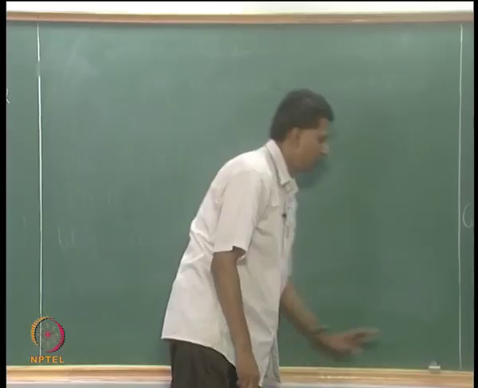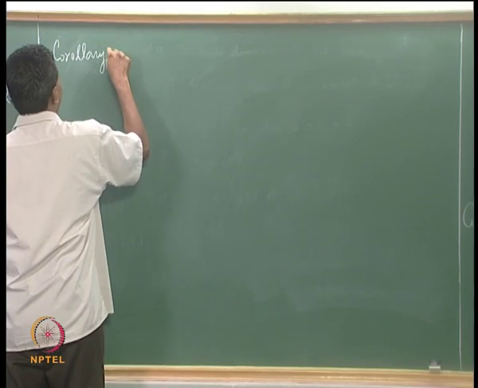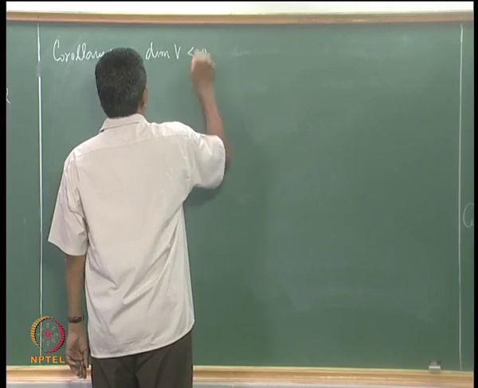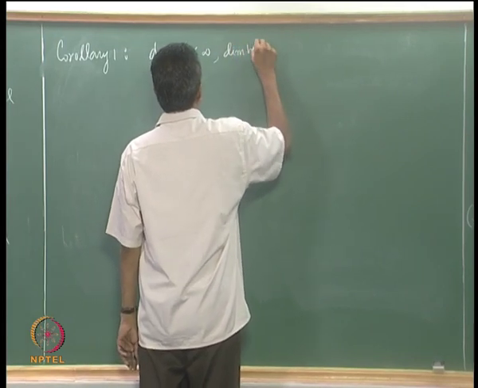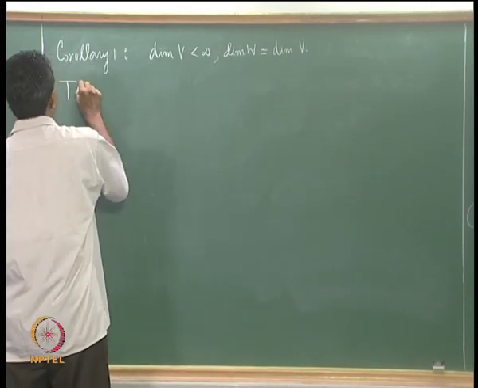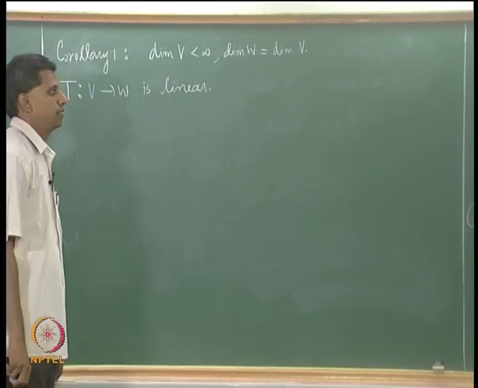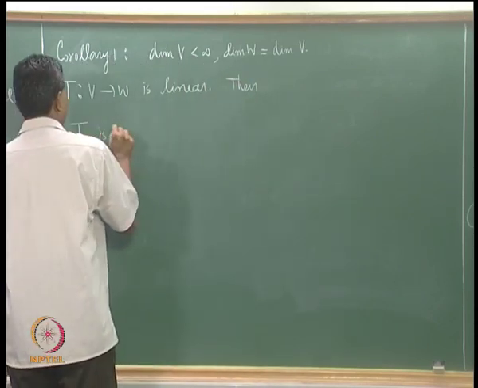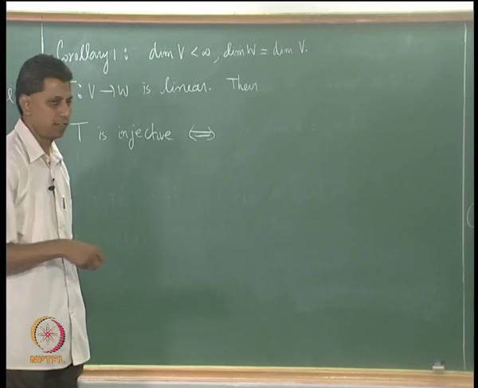Let us look at some consequences. One of the consequences of the Rank-Nullity-Dimension Theorem is the following. I will state this as the first corollary. V is finite dimensional. In fact, we will take dimension W equals dimension V. T from V to W is linear. Then we have the following. T is injective if and only if T is surjective.